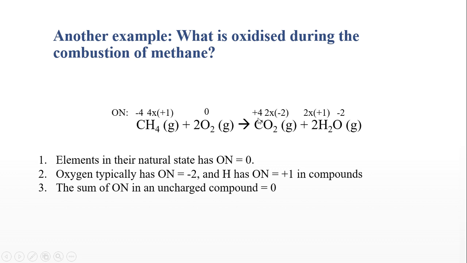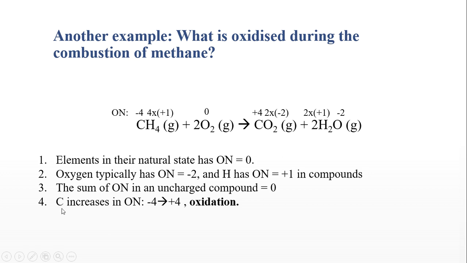And note that these aren't charges, right? These are oxidation numbers, which is why we have the plus and minus in front of the number instead of after, which would indicate a charge. All right, perfect. We've now assigned oxidation numbers for every single atom here in this chemical reaction.